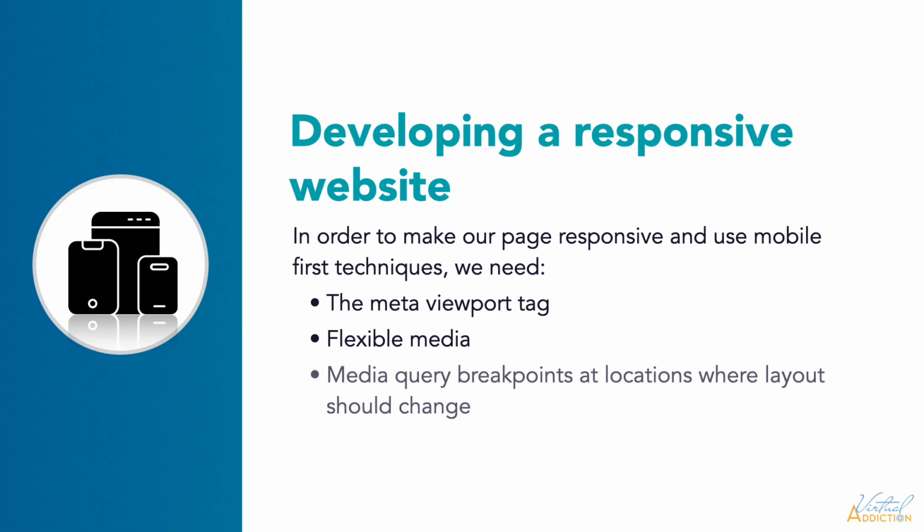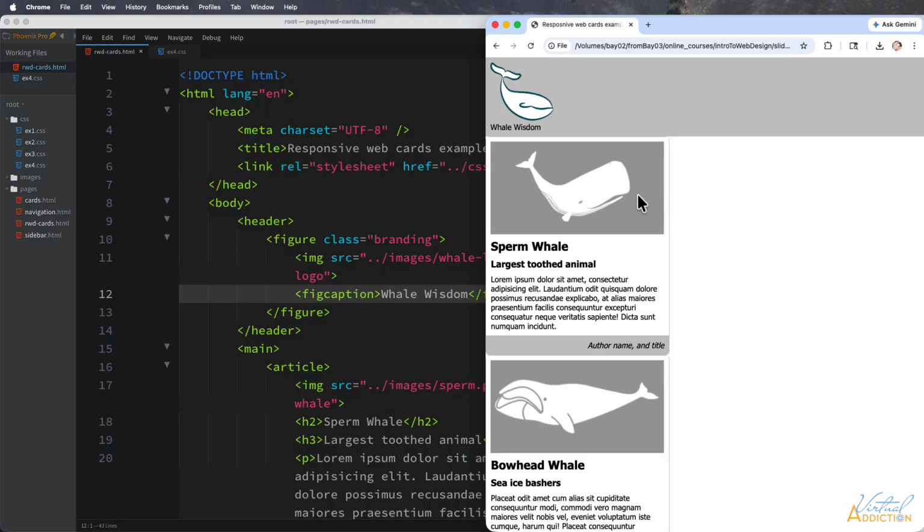And third, media query breakpoints. These are used at specific points where the layout needs to change to maintain usability as the screen size increases. Together, these elements allow us to create a web page that looks good and functions well on any device. Let me show you how we can build a responsive layout using the key elements for creating a responsive website.